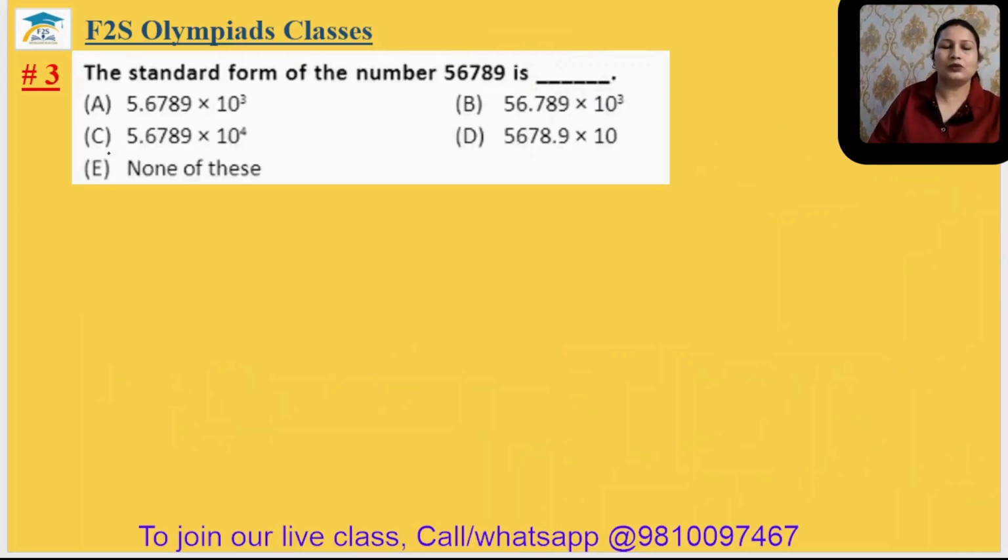Okay. Come to the question number 3. The standard form of a number, how can we write the standard form? Standard form can be written in terms of the power of 10. So if I put the decimal here, 5.6789 multiplied by 10 to the power... after how many digits have I put the decimal? After 4 digits, it should be 10 to the power 4. So 5.6789 multiplied by 10 to the power 4, that is in option C. The third answer will be C.